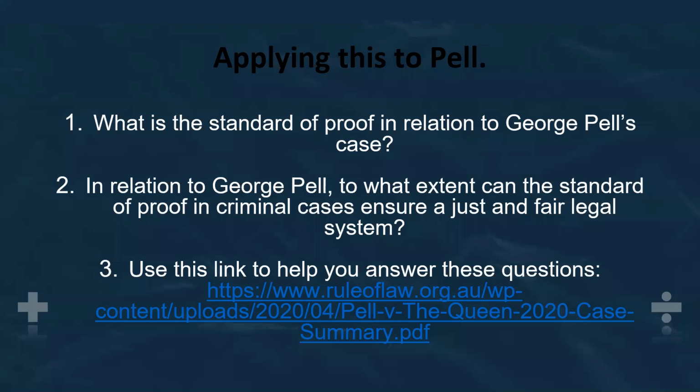Of course, this question doesn't really have a right or a wrong answer. I can see how this question could be argued both ways. Again, you could argue it has ensured that the legal system is just and fair because the presumption of innocence was ignored and George Pell was forced to prove beyond a reasonable doubt that they did not commit these crimes. It's been flipped in that way.